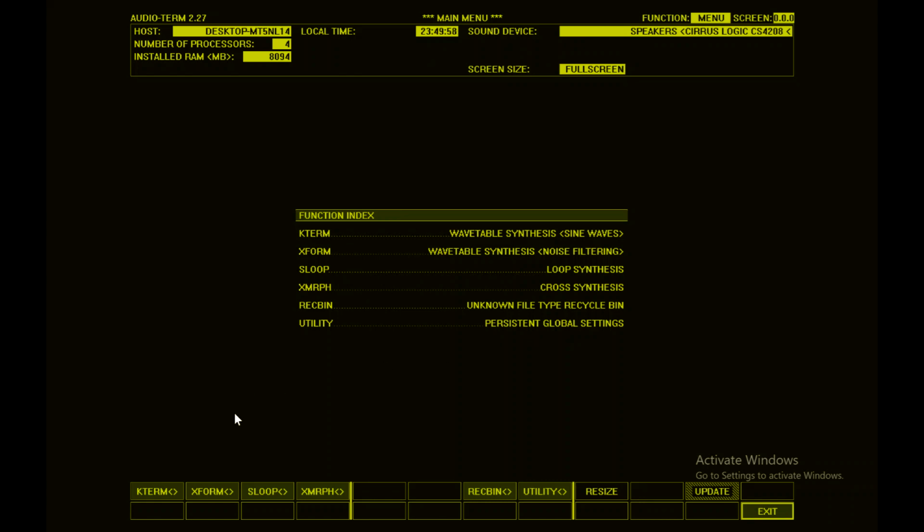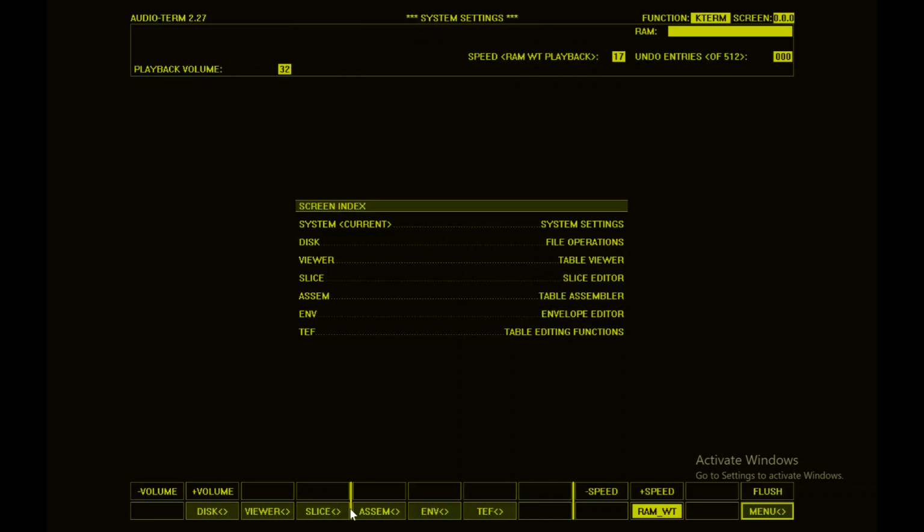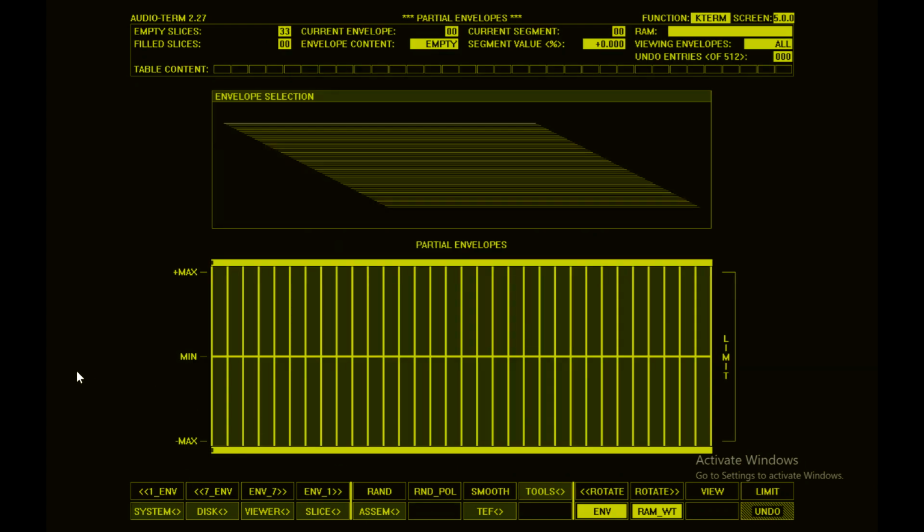Hey everybody, we're going to try Amber Screen, KTERM envelope, take 5. Envelopes are a different way of looking at the wavetable. Emphasis is on frequency-specific envelopes, amplitude envelopes for each individual harmonic.